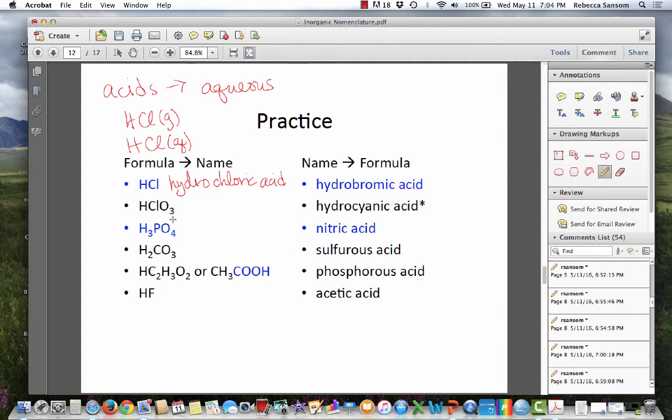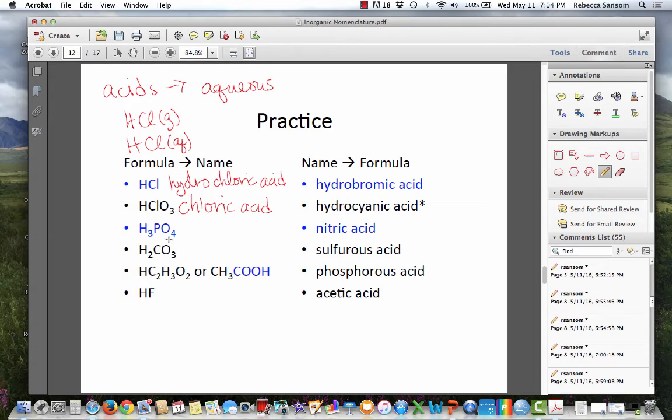HClO3. ClO3 is a polyatomic ion. It is chlorate. Ate turns into ic. So this is going to be chloric acid. Notice it's different. Chloric acid is very different than hydrochloric acid. You need to pay careful attention. Hydro means that it's a binary acid.